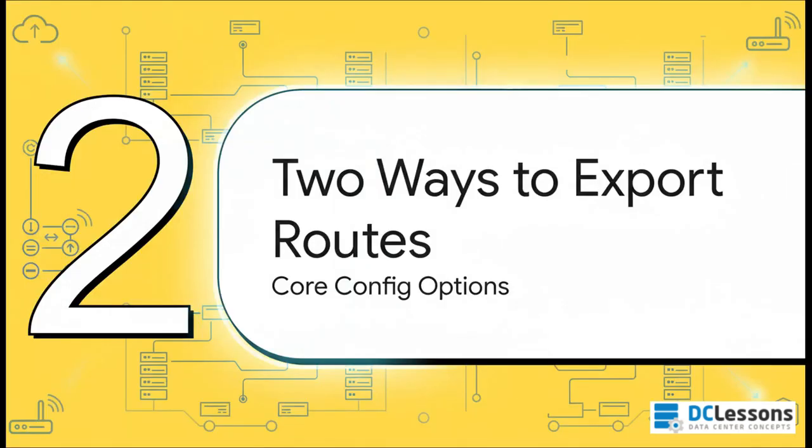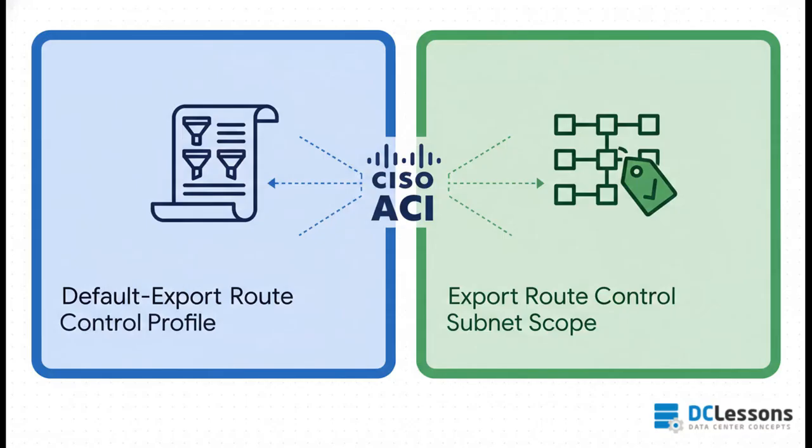So how do we actually build that superhighway? Well, ACI gives us two main and really effective ways to tell the fabric to start advertising or exporting routes between these outside connections. Let's break them both down. So we have two main tools in our toolbox for this: the default export route control profile and the export route control subnet scope. Now, both will get the job done, but they kind of represent two different ways of thinking about the problem. You've got the classic, really granular approach versus the more modern, intent-based method. Let's see which one makes sense for you.